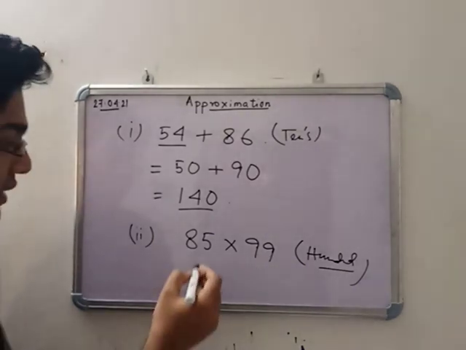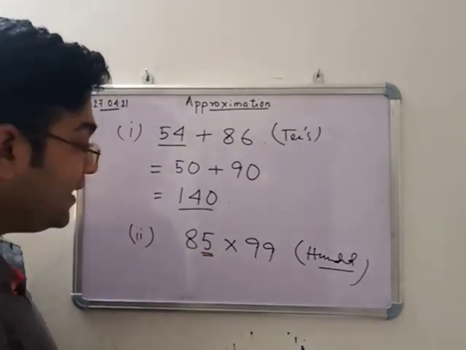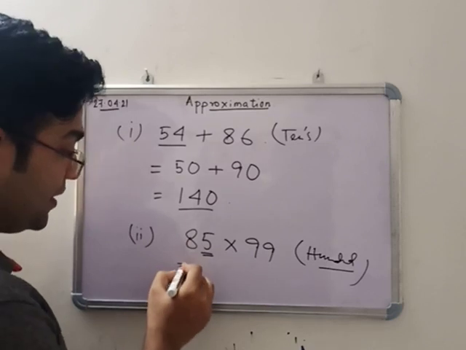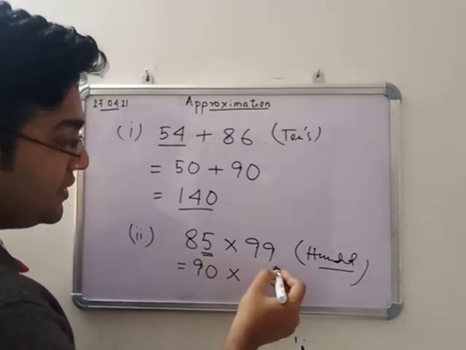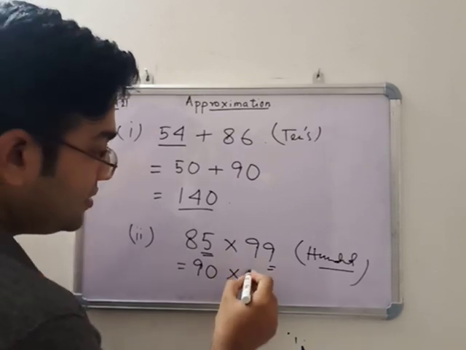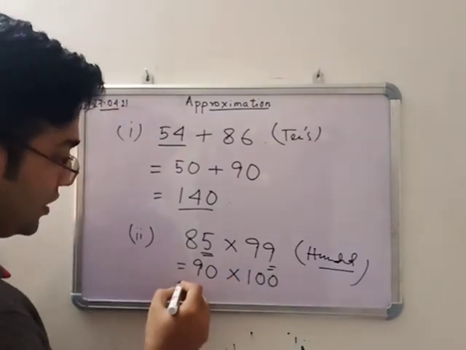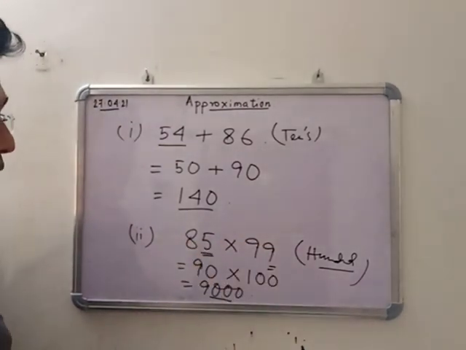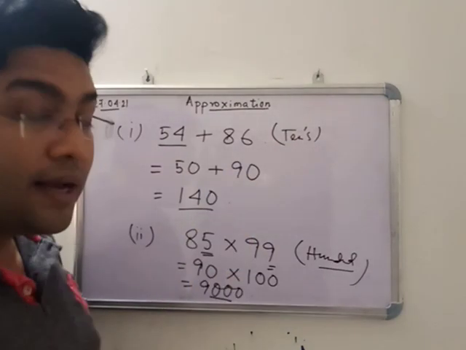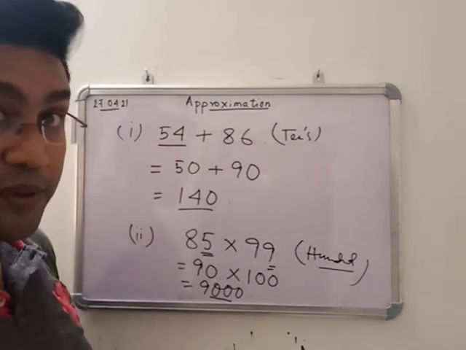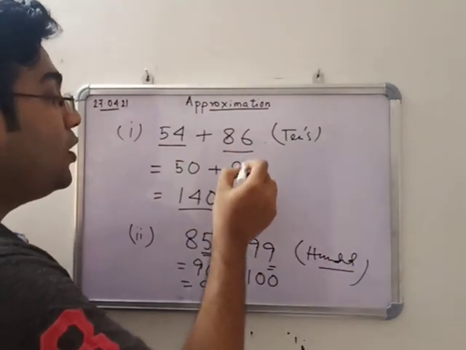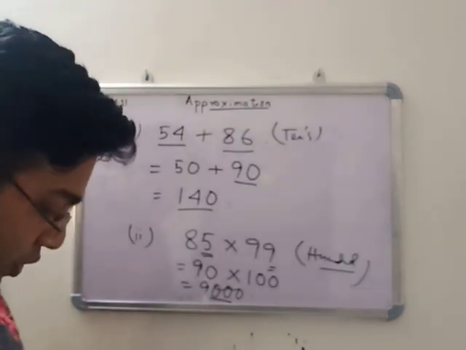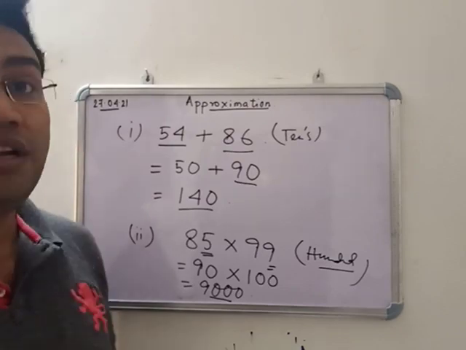So in 100, see that this is 5, that means it is greater than or equal to 5. That means you have to add on there, this means 90. And this is obviously greater than, that means this is 100. That means 9,000. So this is the approximation of this multiplication. So that's the way you have to calculate the approximation using the rounding of the numbers.